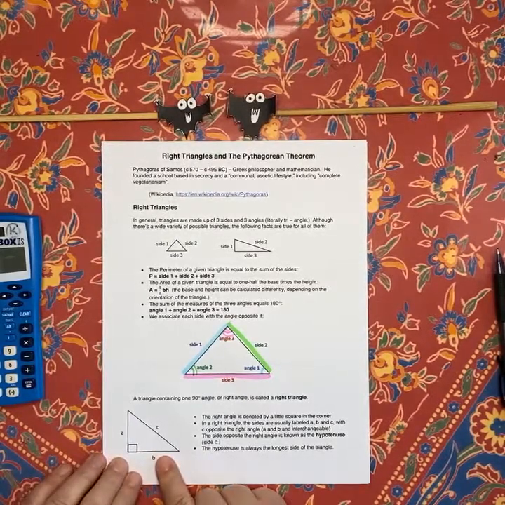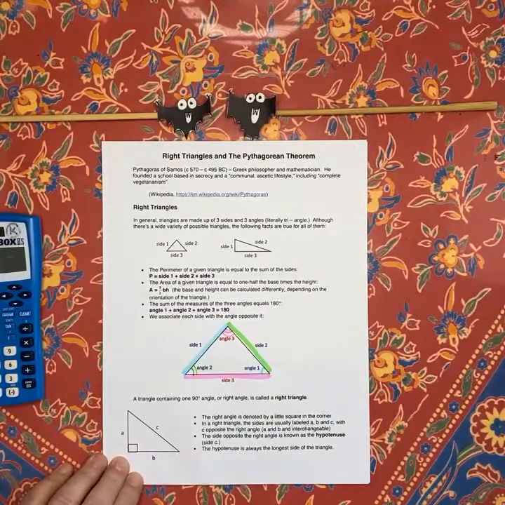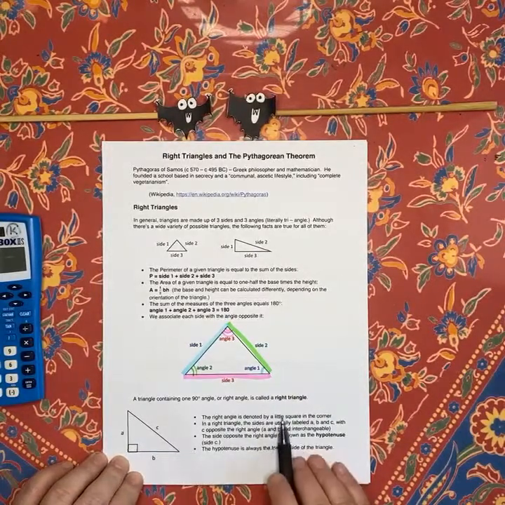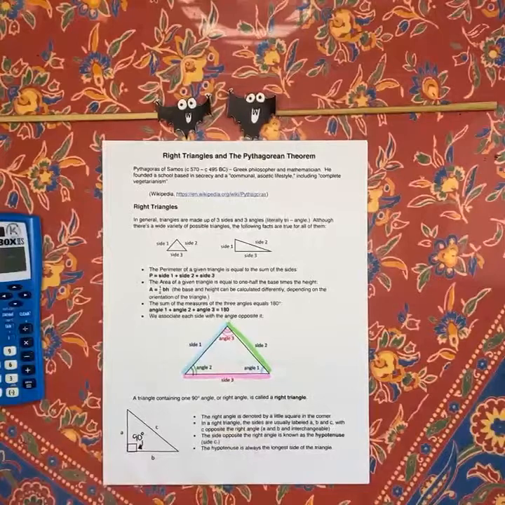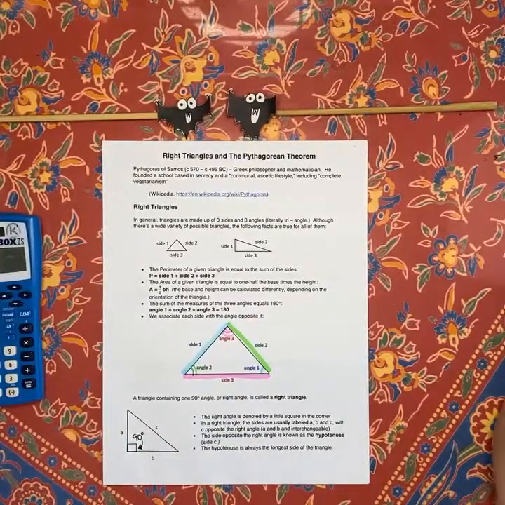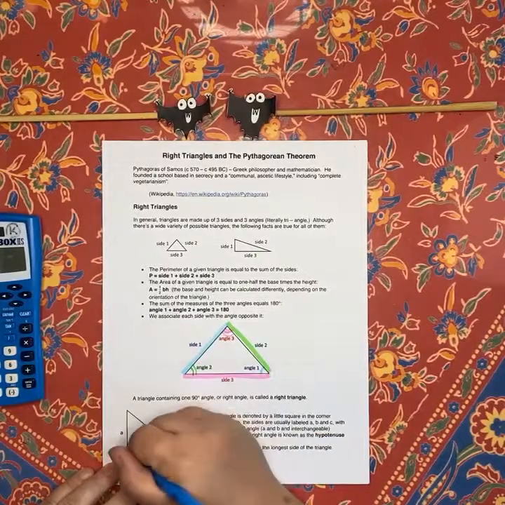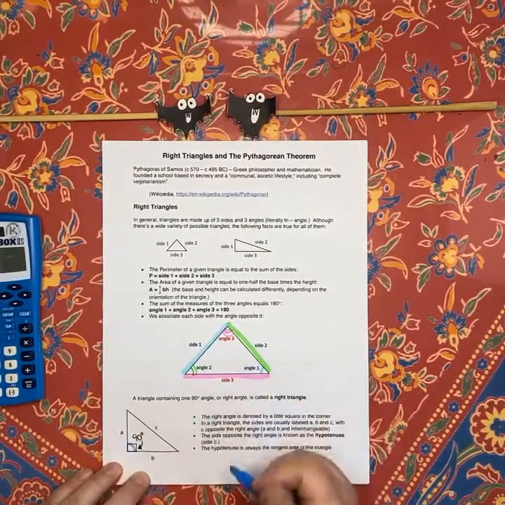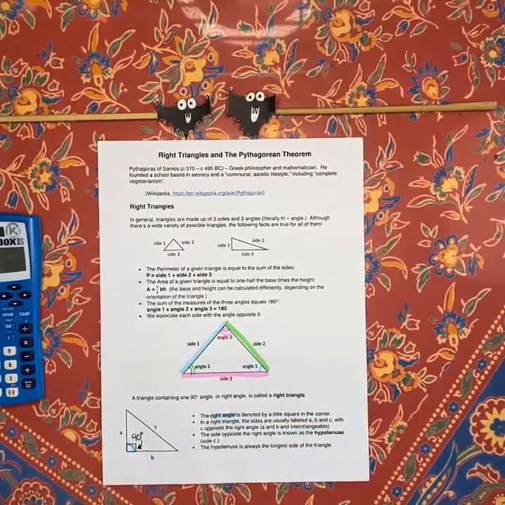A right triangle is a triangle with this little boxy guy in one of the corners. And the little square in the corner means 90 degrees. It means it's a right angle. So that angle right there, this angle, let's see, how do I denote it? Right there, that's the right angle.